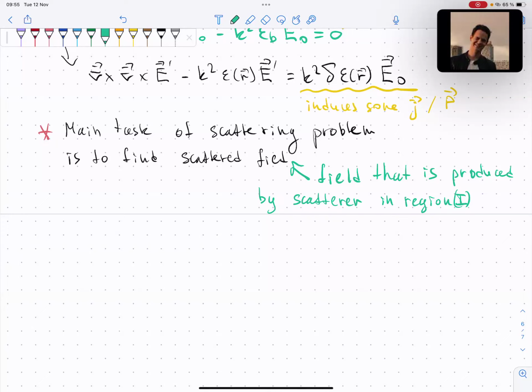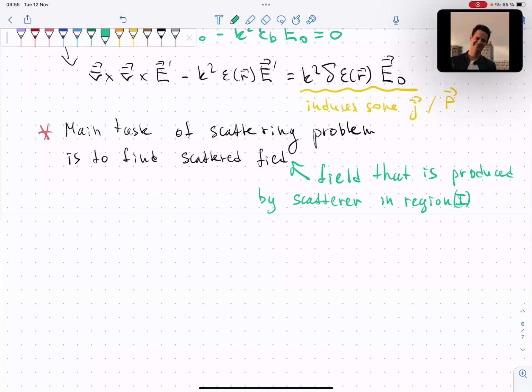So this is the field that is produced by our scatterer due to some external electric field that is incident on the scatterer. But the more complicated the scattering problem, the more complicated the form of the scatterer, the more complicated the scattered field will be. What we are interested in is the properties of the scatterer, but sometimes it can be very hard to understand these properties just from the scattered field.